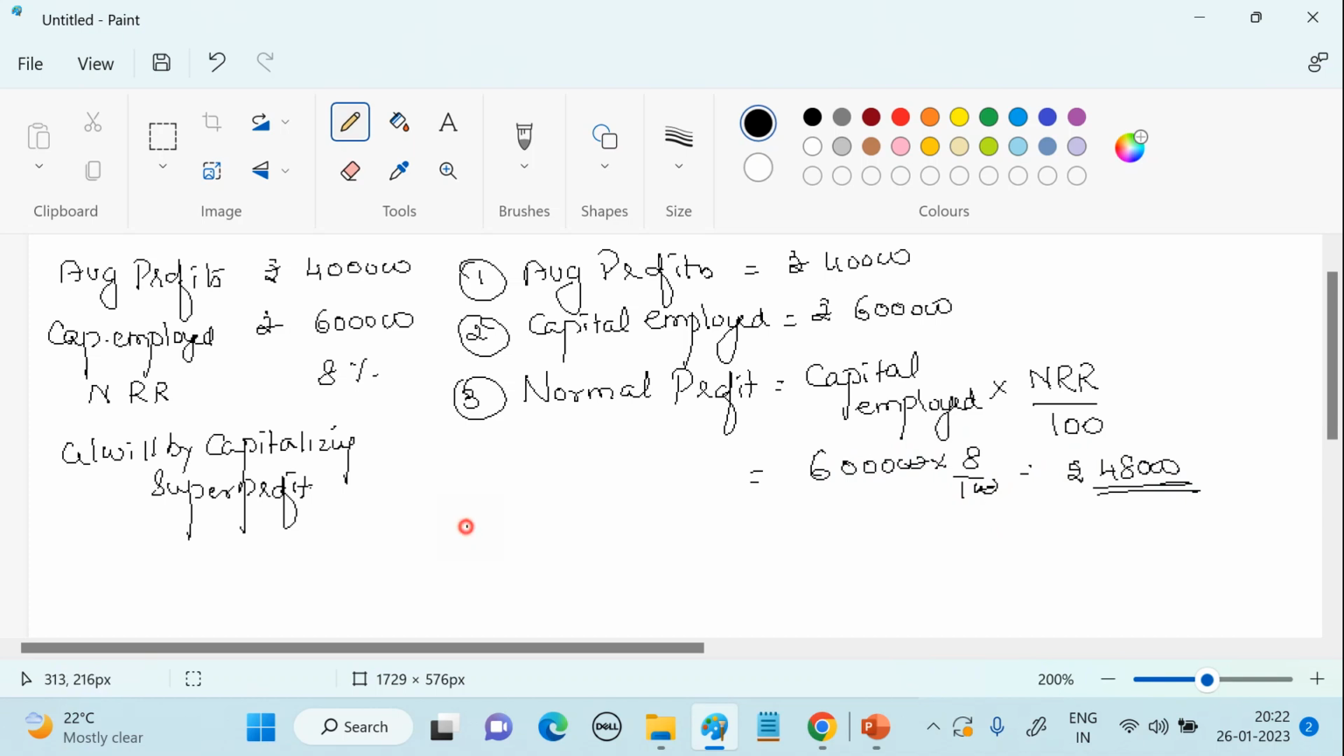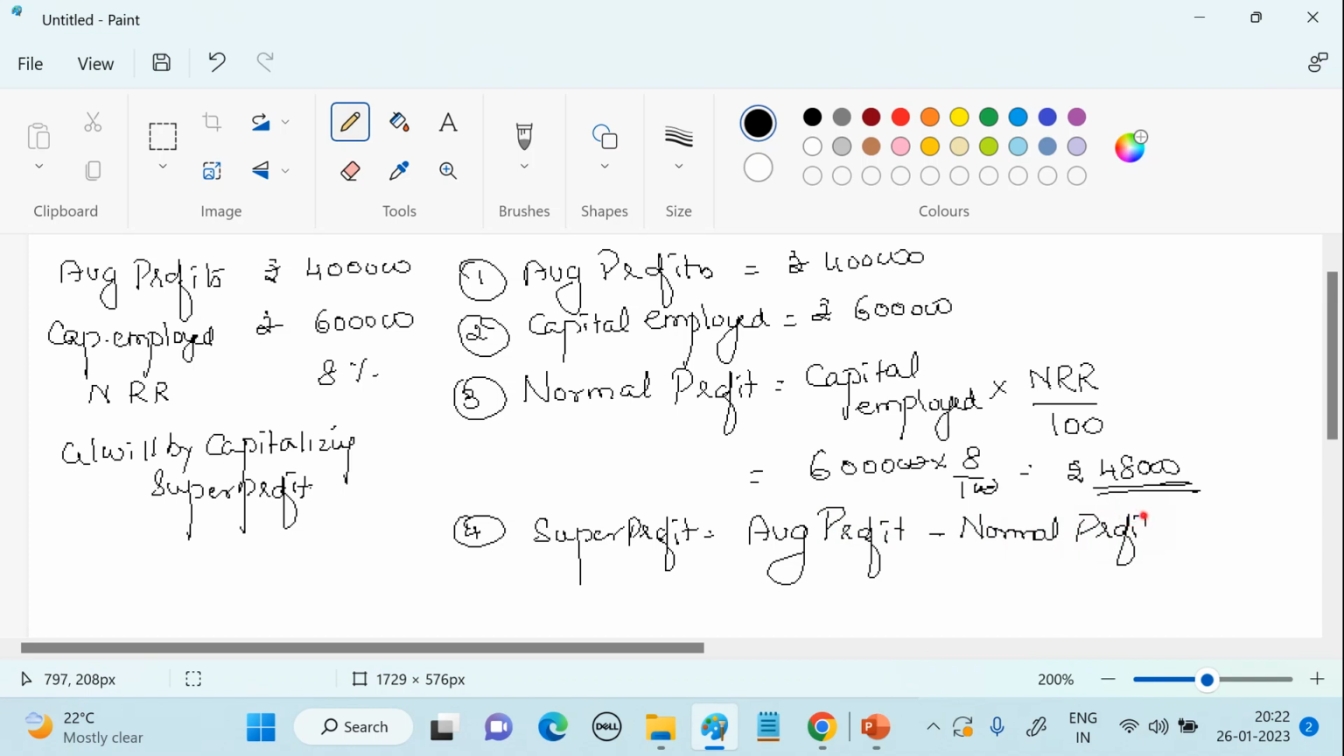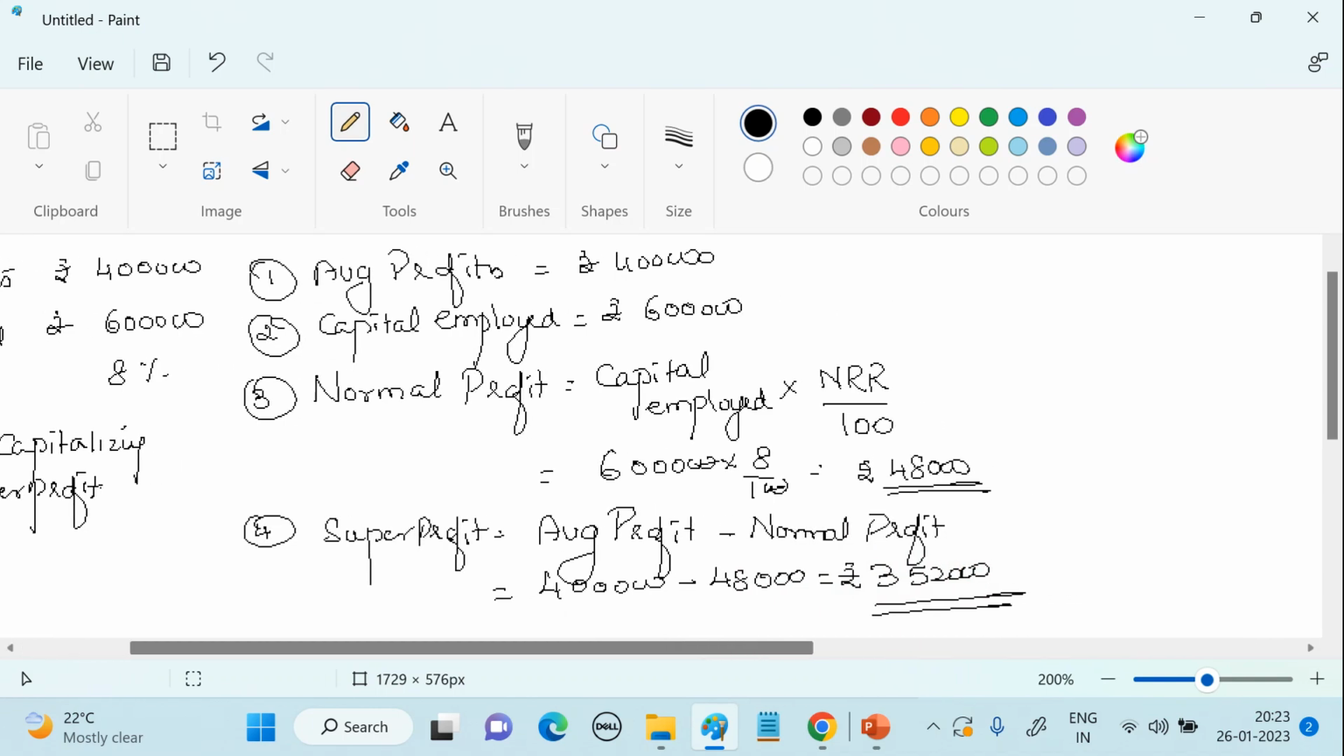Now, this 4 lakhs. So what is the super profit? Super profit formula is average profit minus normal profit. So average profit 4 lakhs. Normal profit is 48,000. So what is the super profit? 3,52,000. So far clear? Yes.